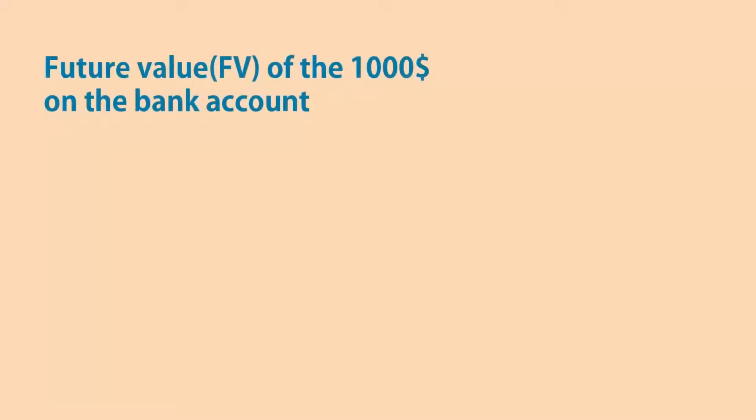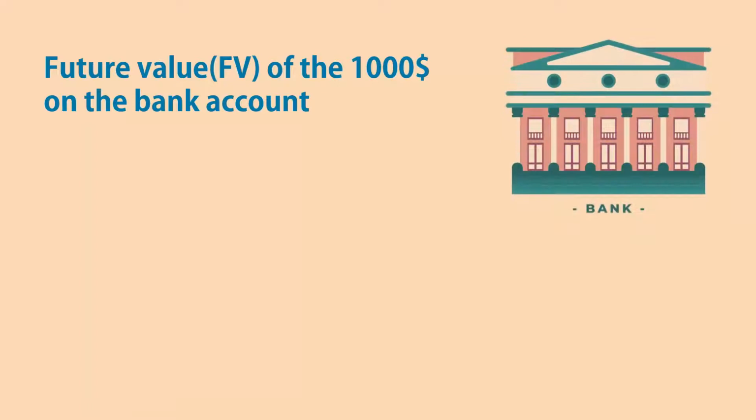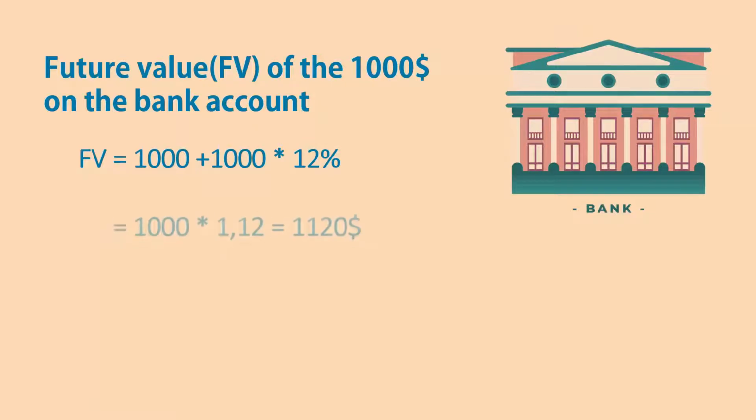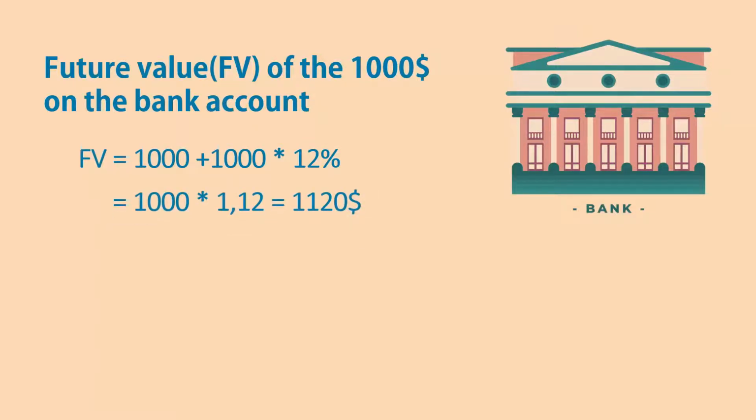Let's step back for a second from the corporate world and take a very simple example. Let's say you have $1,000 on your bank account with an interest rate of 12%. It sounds crazy, but let's take it. So next year, you will have on the bank account the following future value: 1,000 plus 1,000 times 12%, which is 1,000 times 1.12, which is $1,120.